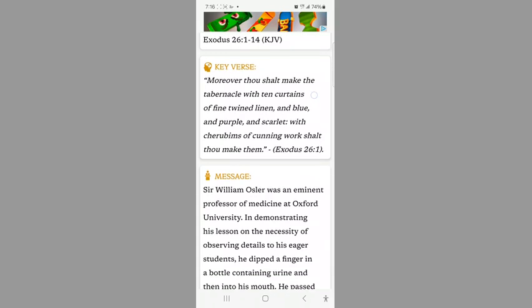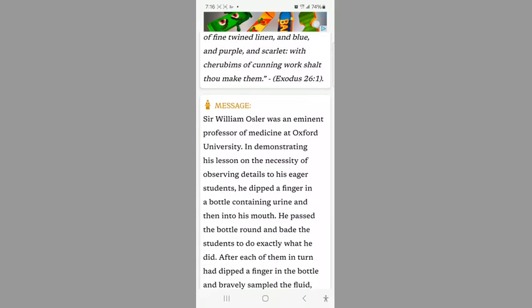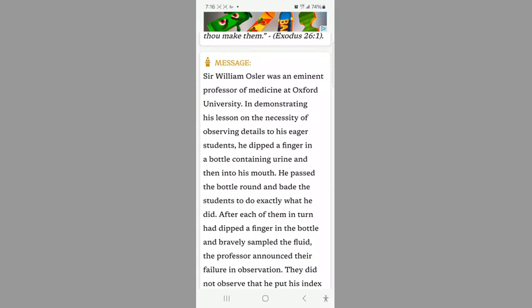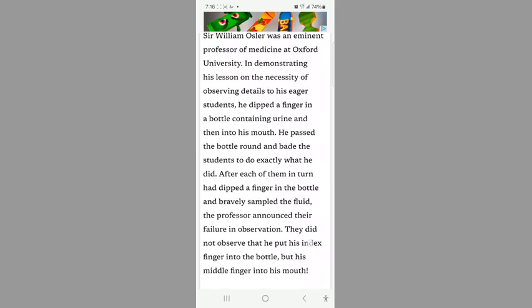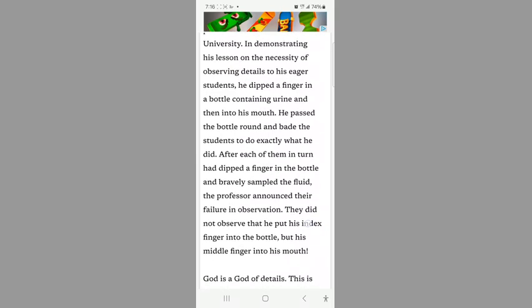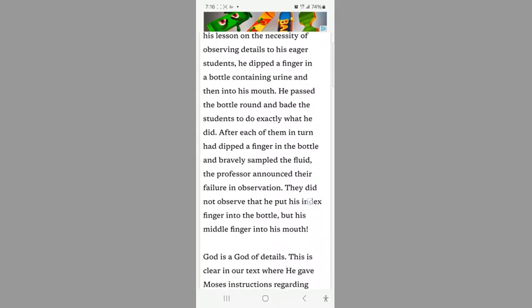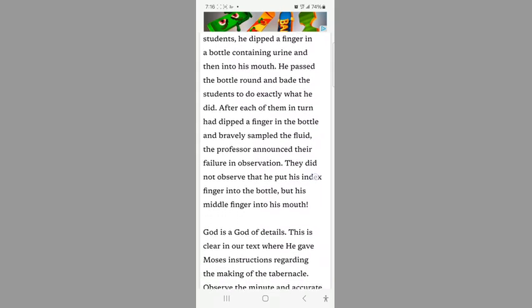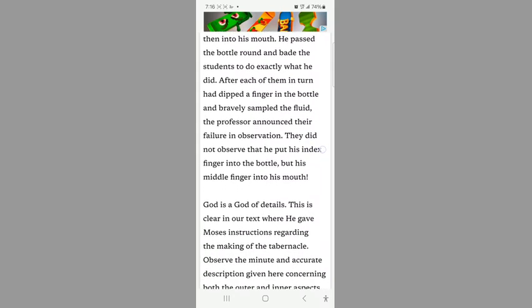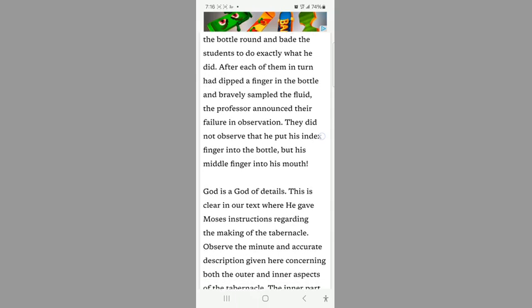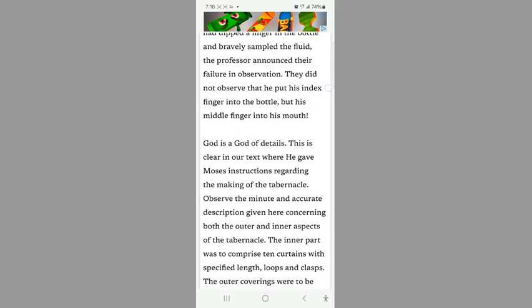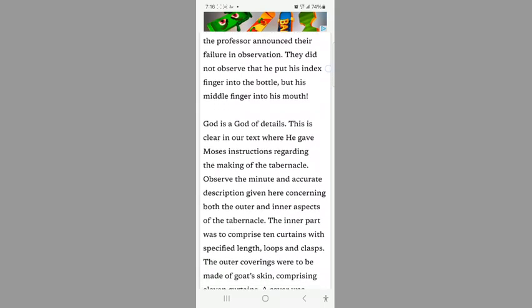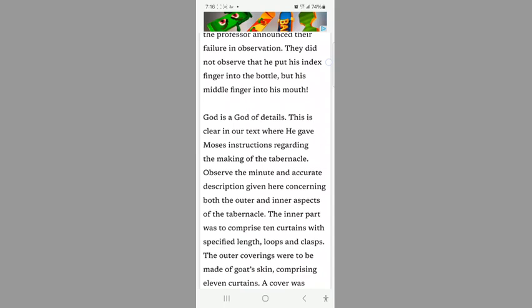Sir William Osler was an eminent professor of medicine at Oxford University. In demonstrating his lesson on the necessity of observing details to his eager students, he dipped a finger in a bottle containing urine, and then into his mouth. He passed the bottle round and bade the students to do exactly what he did. After each of them in turn had dipped a finger in the bottle and bravely sampled the fluid, the professor announced their failure in observation.